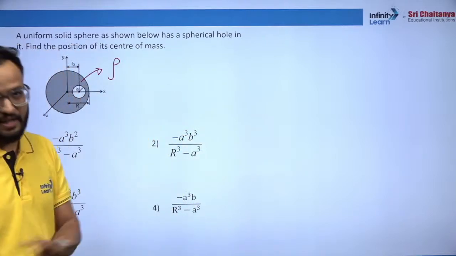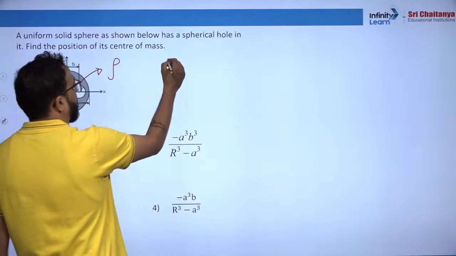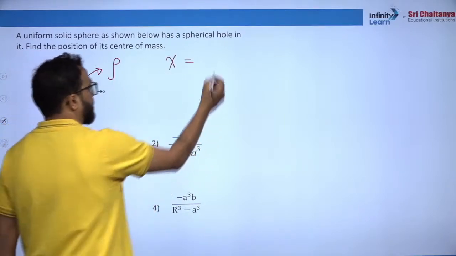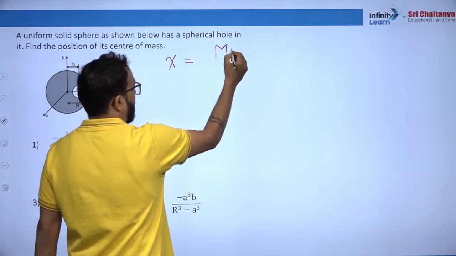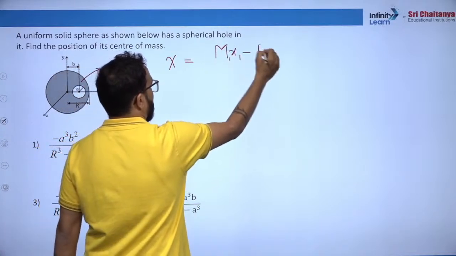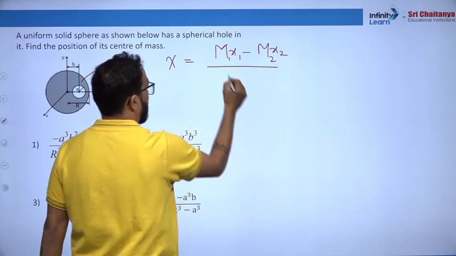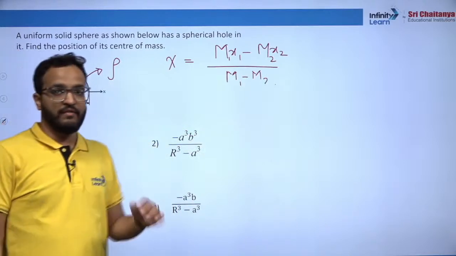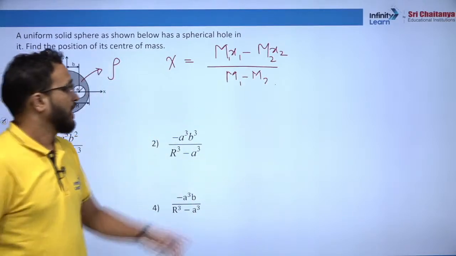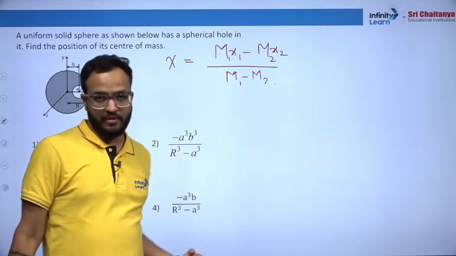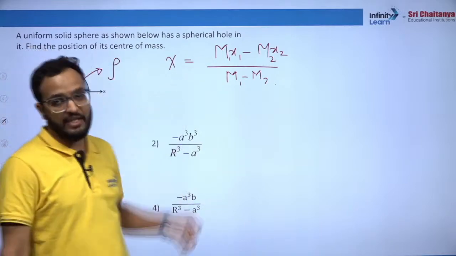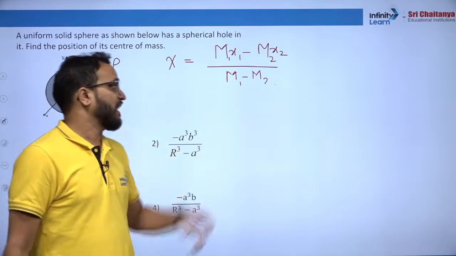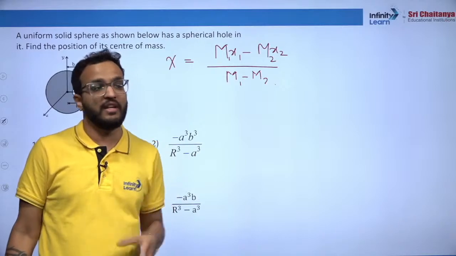So what we will do, we will say that simple logic is x coordinate of the center of mass of the remaining portion is m1 x1 minus m2 x2 upon m1 minus m2. Do you know what are these? So m1 and m2, m1 is the mass of the complete sphere before, m2 is the mass of the removed portion, right? And x1 is the location of center of mass of the complete sphere before, and x2 is the location of the center of mass of the removed portion.